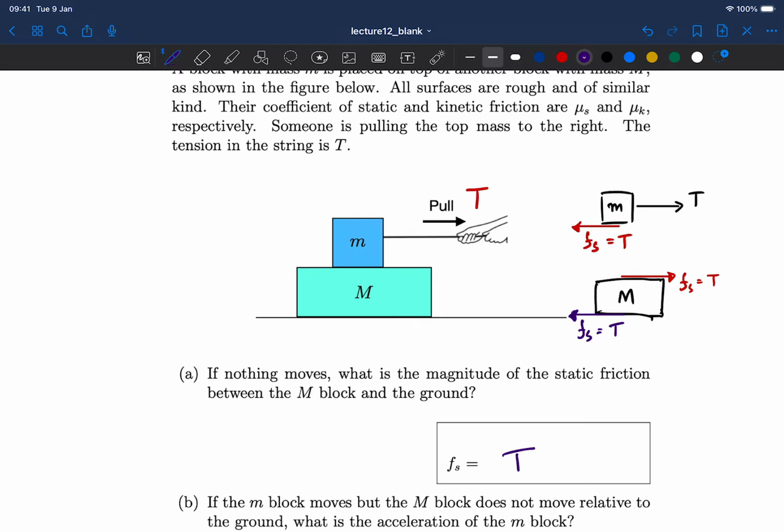So it will be also easier if you think about the whole mass as one chunk, because there's no difference, right? Nothing moves means you can just glue them together. And if you're pulling with T and it doesn't move, then the friction must be also T, tension here.